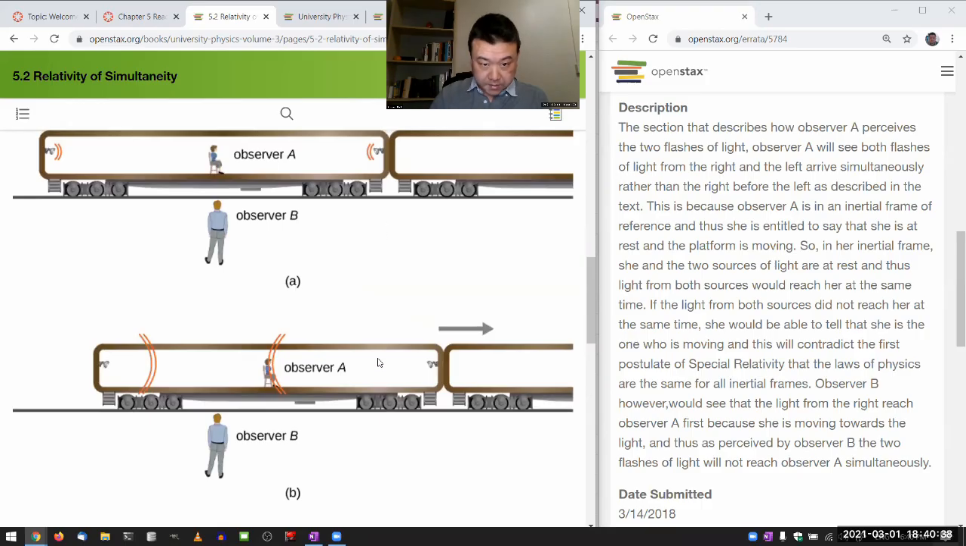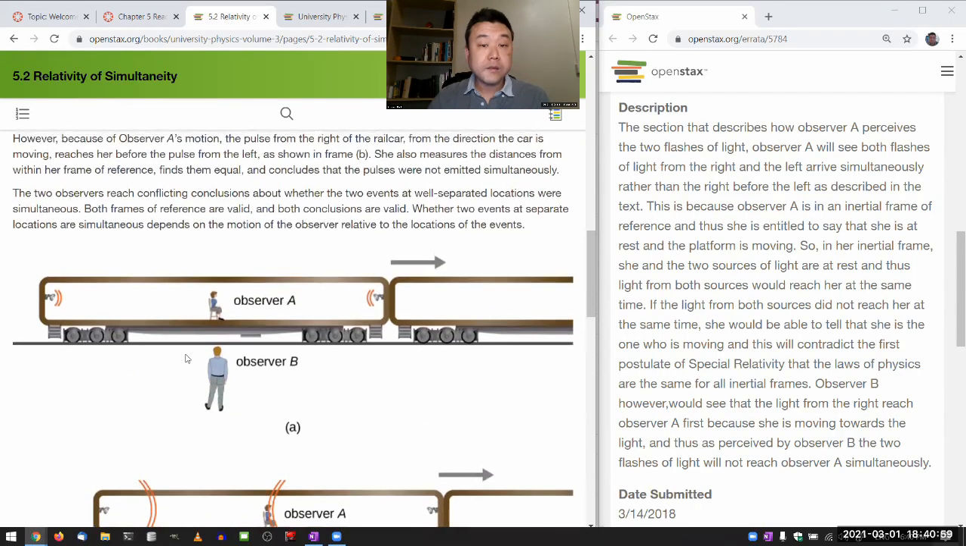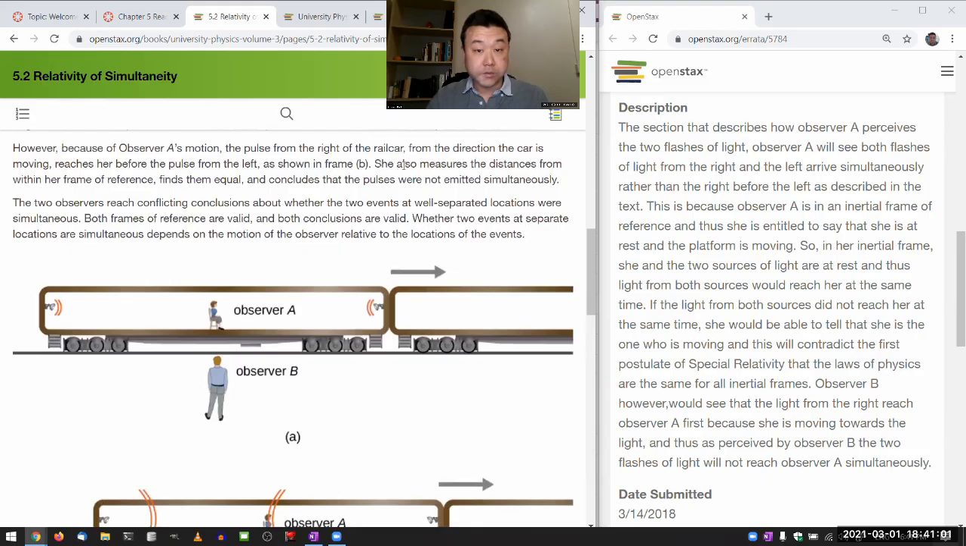So the light was emitted here, it traveled some distance. Light was emitted here, it travels some distance. In that time that the light travels that distance, observer A moved towards the right side light. And the light from the right side reaches her before the light from the left side. She also measures the distances within her frame of reference. She's at the midpoint between the two, finds them equal, and concludes that the pulses were not emitted simultaneously.